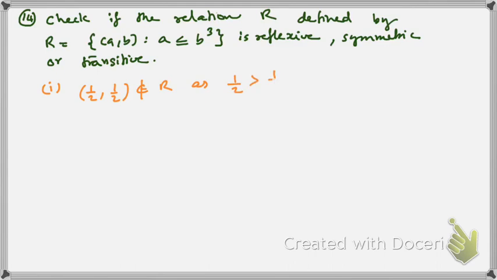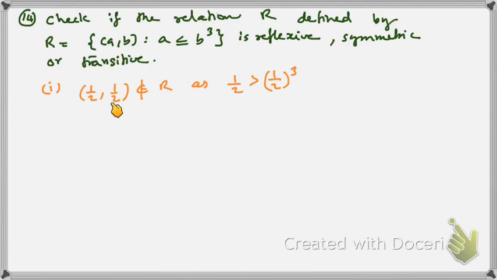(Half, half) does not belong to R. For it to be reflexive, every A should be related to itself. If I say 5, 5 should be related to 5. And it is actually. 5 is smaller than 125, 5 cubed. 7 is related to 7. 7 is less than 7 cubed according to the relation. But what I am looking for is a number which is not related to itself. That's where numbers between 0 and 1 would work for you.